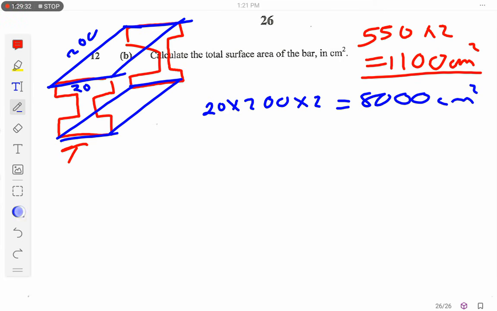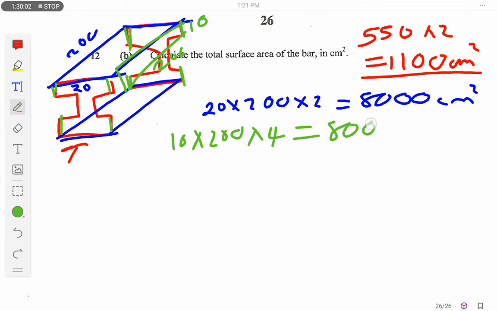Let's go to the next one. These sides here are 4, and they are times 2 again. This side and that side are 4. If you go from this point to that point, it's 200, and here it was 10. So it's 10 by 200. I say 10 by 200 times 4, and I get myself 8,000.